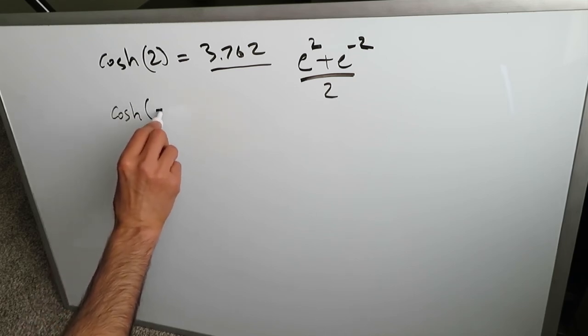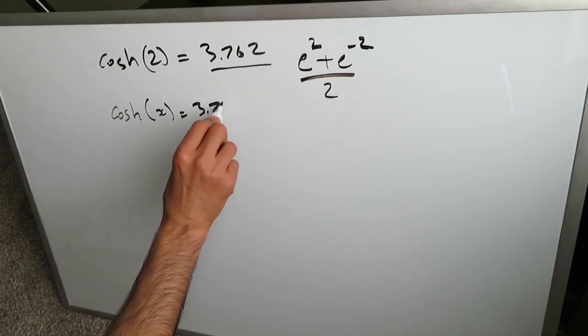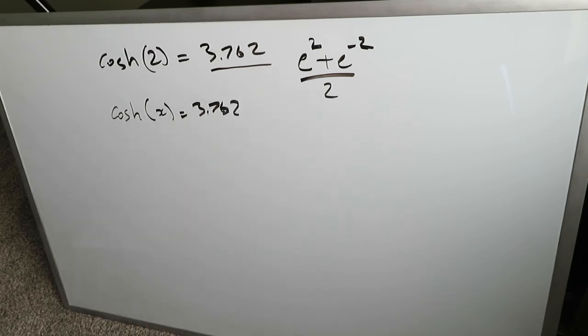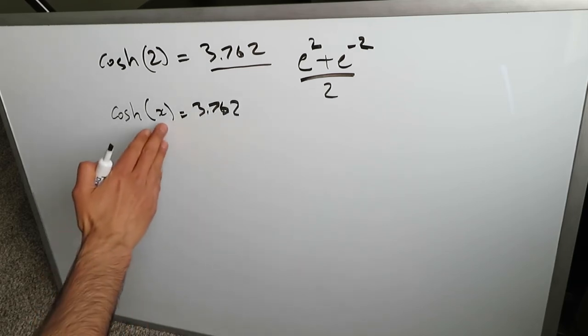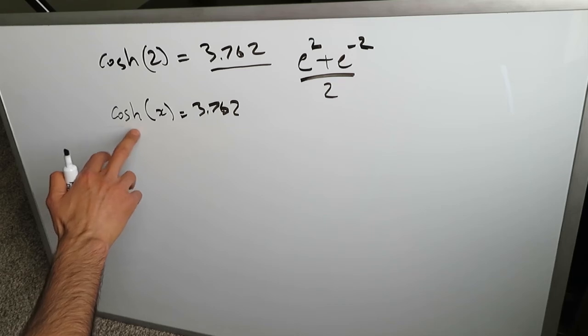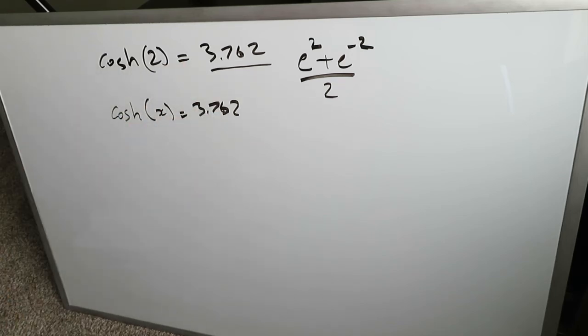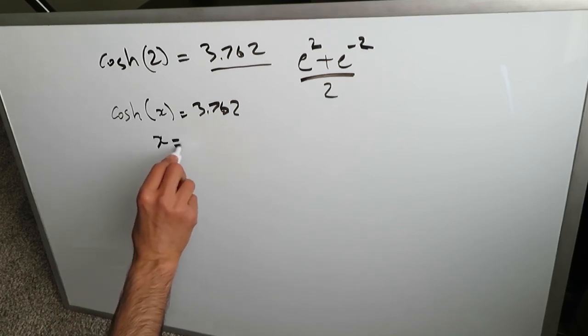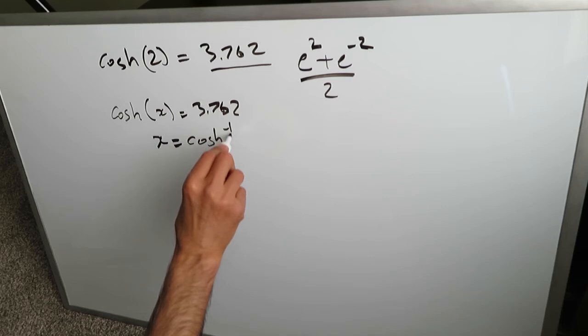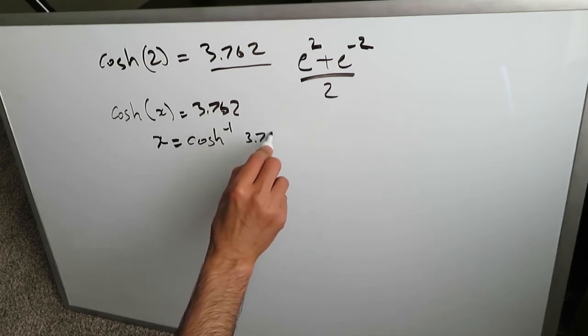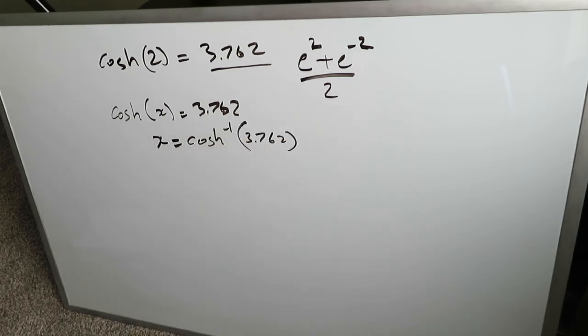Cosh of some x value is equal to 3.762. Without your calculator having the hyperbolic function, how would you determine that the hyperbolic cosine function of that specific angle gave you 3.762? So how would you actually work backwards? That is the question over here. So x here would be equal to cosh inverse of 3.762. But how would you actually work this out?